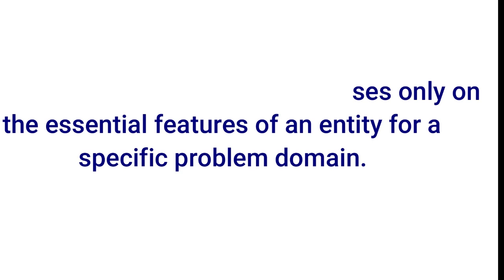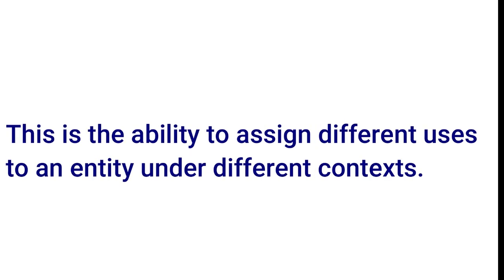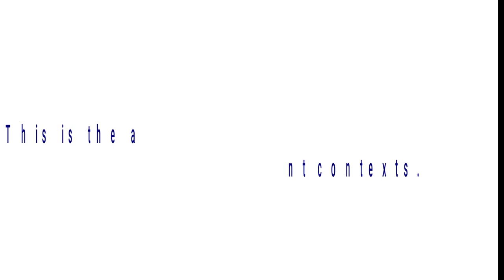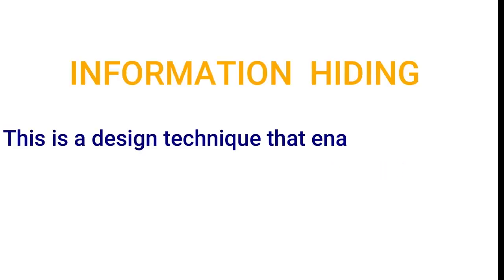Then this will take us to the next element of OOP, which has to do with polymorphism. Guys, what is polymorphism? Polymorphism is the ability to assign different uses to an entity under different contexts. It's a situation whereby, for example, a particular method can perform different things in different classes or different usages.